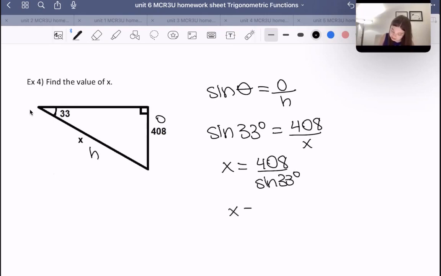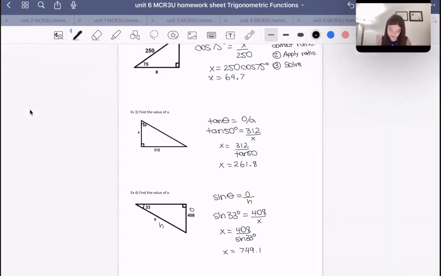And this means that x is equal to, well, let's check our calculator. We're going to punch in 408 divided by sine 33 is equal to 749.1 approximately. Again, we got a calculator full of digits. I'm going to round to one decimal place in this case, but do round to whatever your teacher prefers. All right, well, there we go. We figured it out.